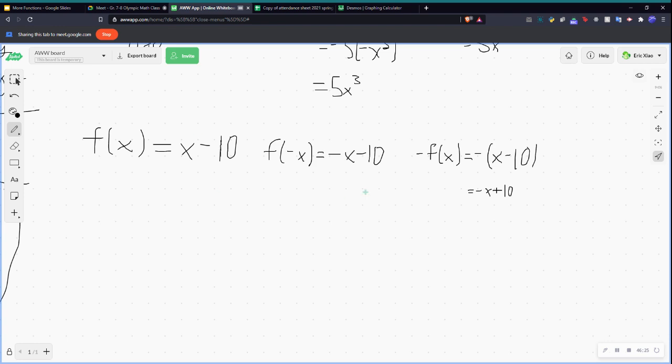Right, now you see that none of these are equal to each other. So f of x is not equal to f of negative x. f of negative x is not equal to negative f of x. So that means that this is neither even nor odd. So just put neither. That's question 3.